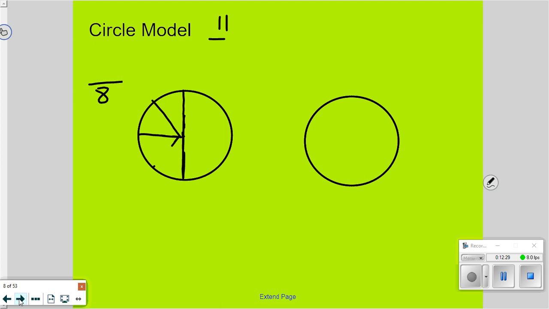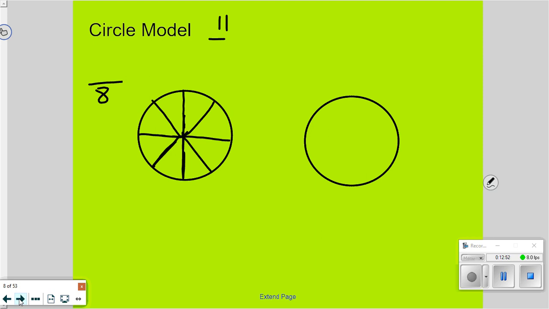So I can go ahead and put 4 on this side. And then I can do 4 on the other side. Great. I have a total of 8 pieces that are equal-ish. What are we going to do with the next circle? You haven't even done this yet, Sam.